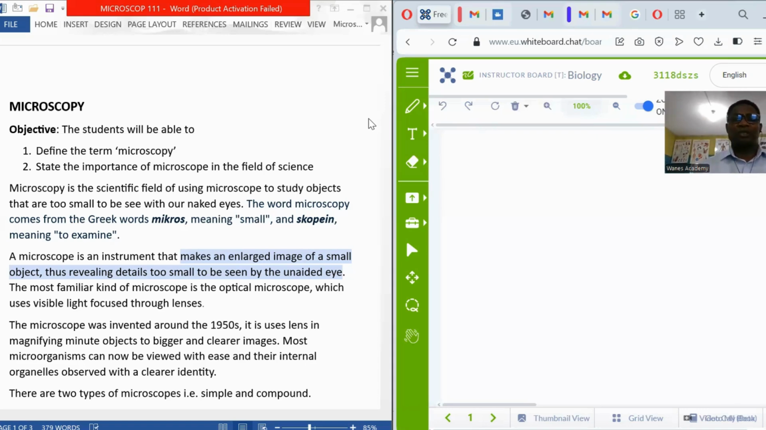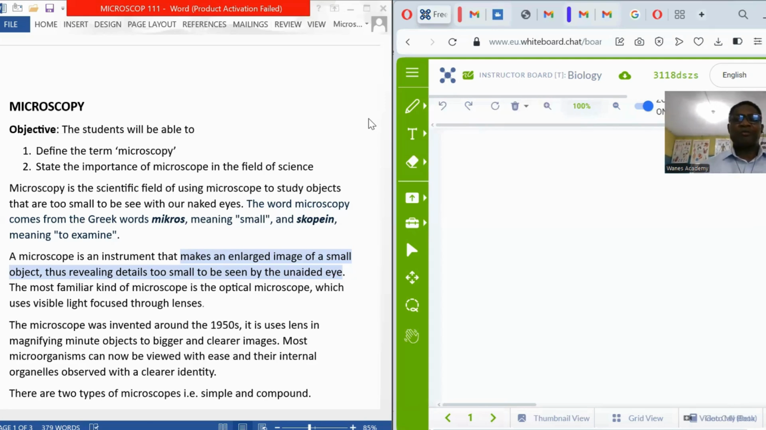Now, moving forward, the word microscopy comes from two Greek words. One, micros, meaning small or minute, and scoping, meaning to examine. So microscopy is a field which examines minute or small objects, organisms, or materials. Like I said earlier, microscopy is a field of science which studies objects that cannot be seen with the naked eye. And the microscope is a tool that is used to magnify or enlarge such objects.